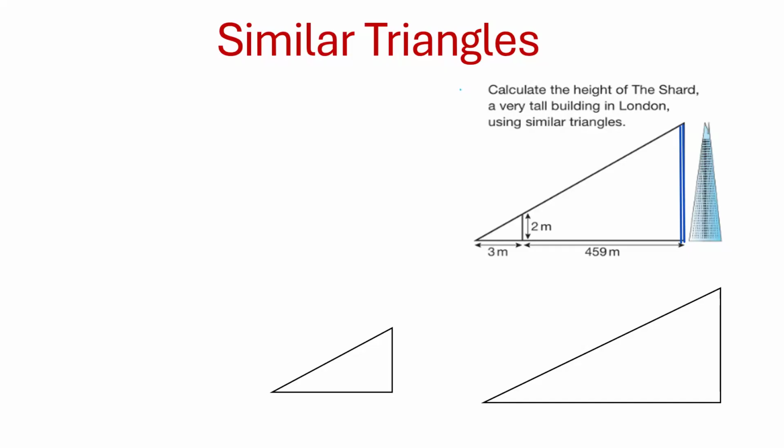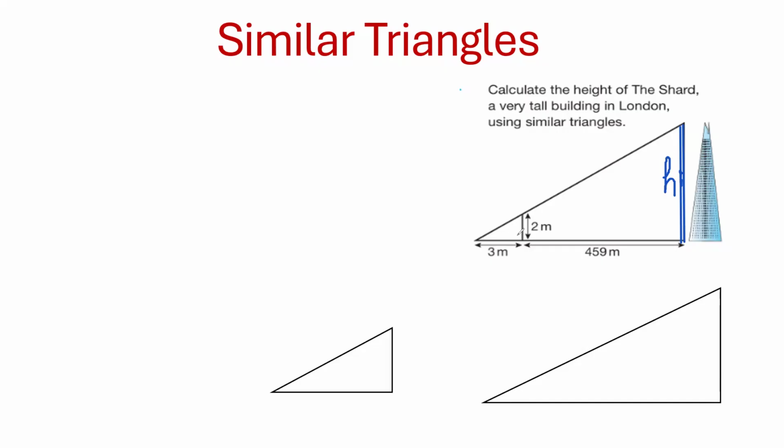Today I will solve two examples related to similar triangles. Okay, as you can see, this problem: calculate the height of the Shard, a very tall building in London, using similar triangles. So as you can see in the figure, I want to calculate that blue height. Let's name it H, for example, using similar triangles.